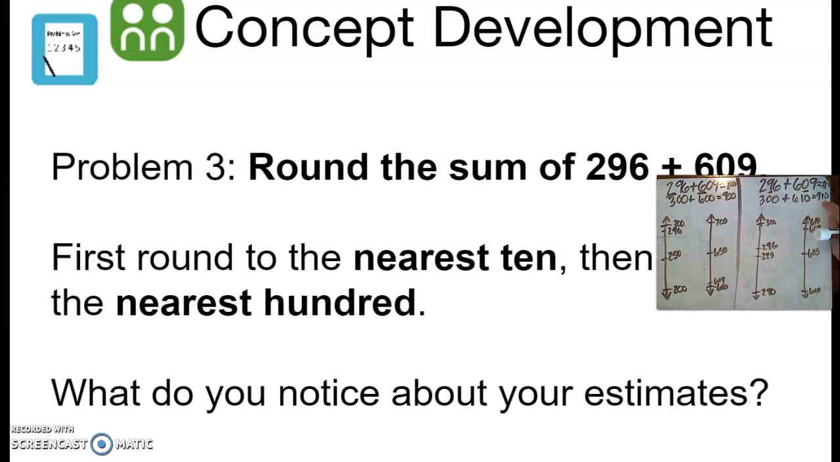Okay, so I noticed that 910 and 900 are only 10 away. I was rounding with my hundreds here and rounding to my closest 10 here, but my answers were only 10 away. Pretty impressive, don't you think?